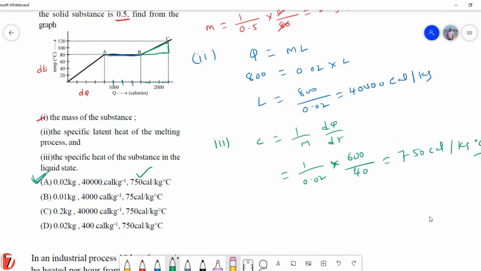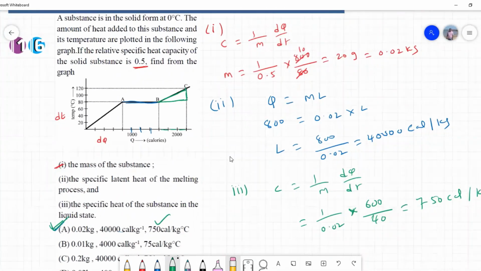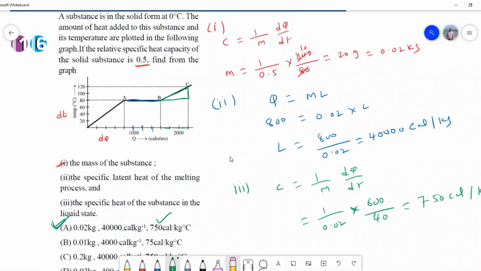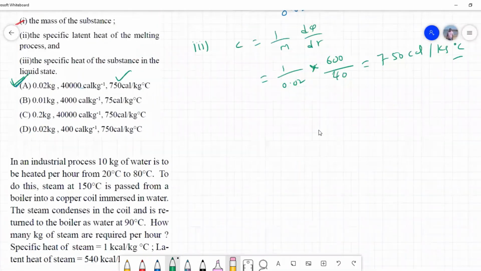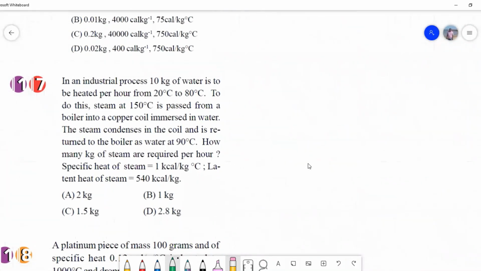So it's a very simple graph problem. You need to be careful to take these readings, as each interval is equal to 200 calories, because up to this is 1000 calories, meaning 1, 2, 3, 4, 5. So each interval is 200 calories. This is a very important point in this problem. Simply use that and you can understand. Here it is change of solid to liquid. The change of temperature of the solid, this is the melting point, then the change of temperature of the liquid. That's what we discussed.